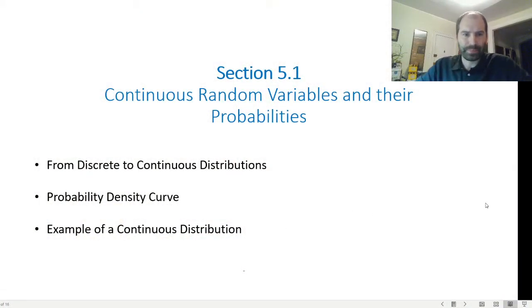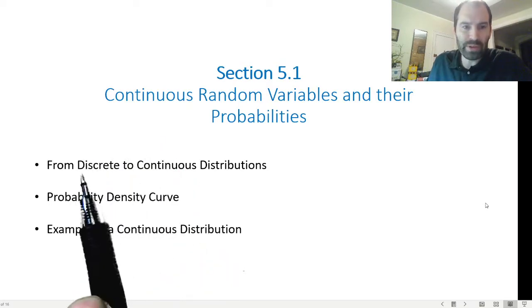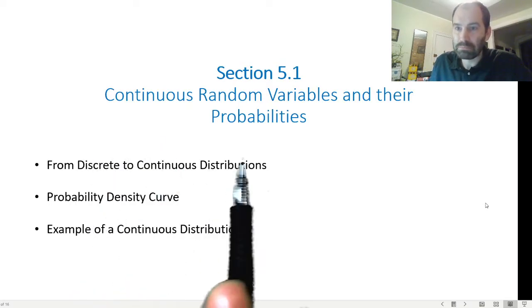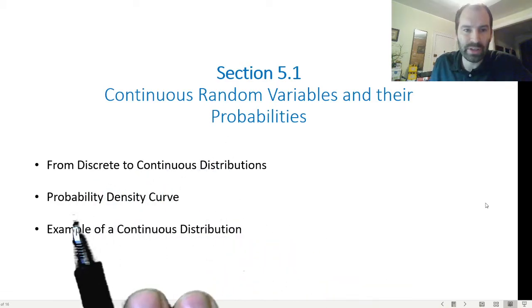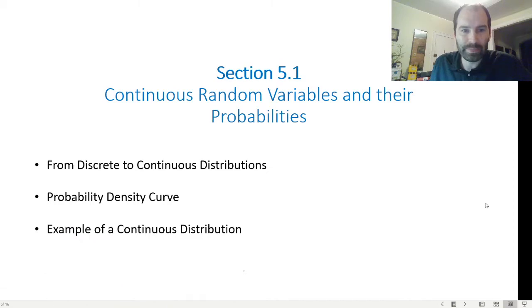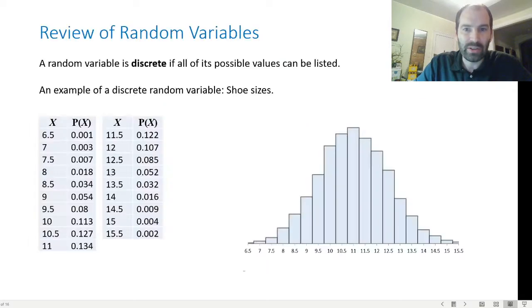We're going to first review what it meant to be discrete, and then we're going to talk about what the difference is between discrete and continuous. We're going to talk about the probability density curve, or the probability distribution function. It's the same thing. And we'll do an example of a continuous distribution and compute some probabilities. Okay, so let's take a look.